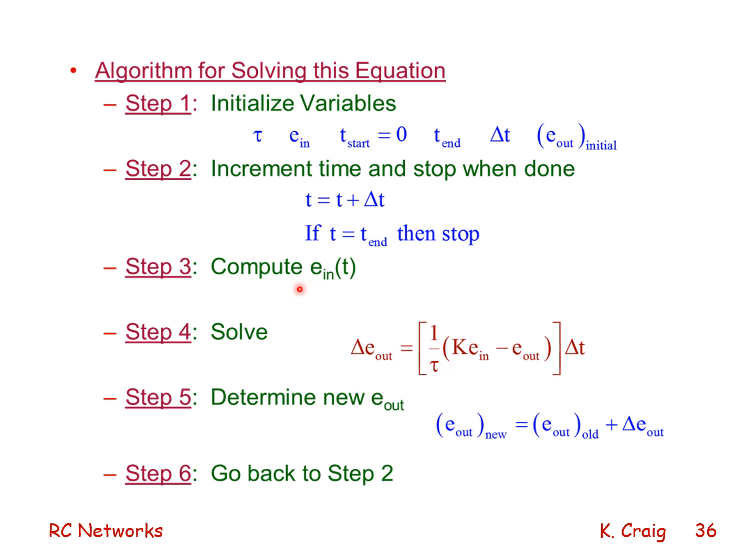Step 3, compute E in. Step 4, solve. Delta E out equals 1 over tau times K E in minus E out times delta t. Determine the new E out. E out new equals E out old plus delta E out, which we just solved for. Step 6, go back to step 2.